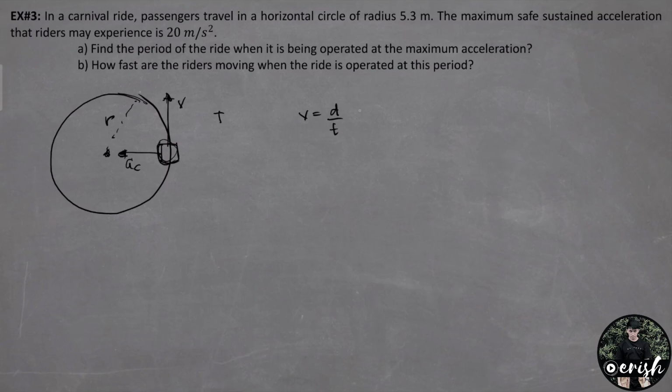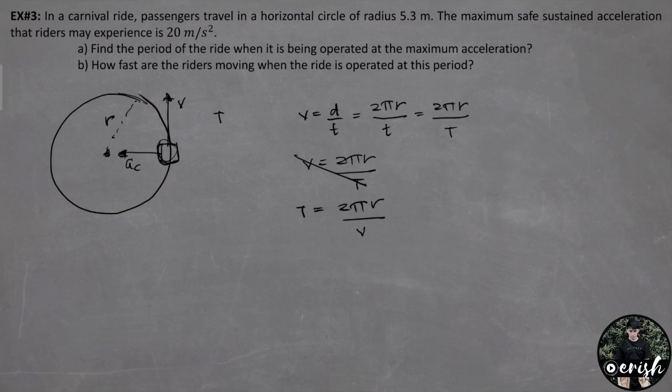And we mentioned earlier, in circular motion, the distance we will use is the circumference. We have 2 pi r over the time, or simply 2 pi r over the period T. So we have velocity is equal to 2 pi r over T. However, we don't know the velocity. What is given to us is the centripetal acceleration. So we cross multiply first. T is equal to 2 pi r over the velocity.